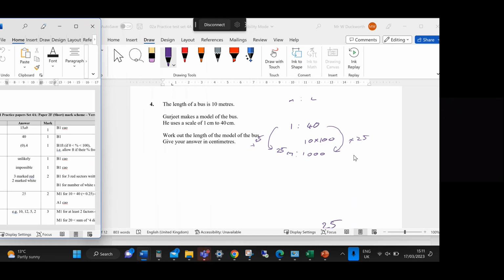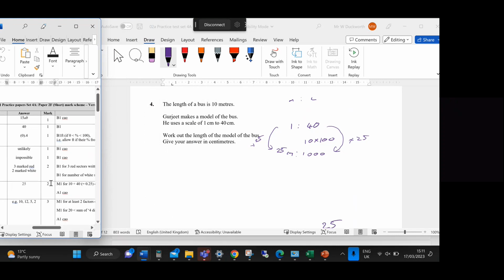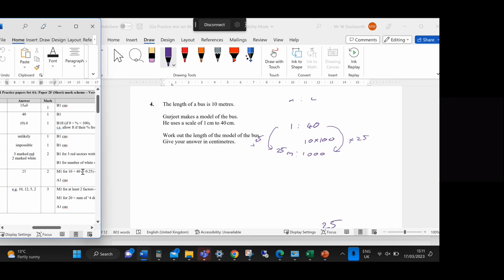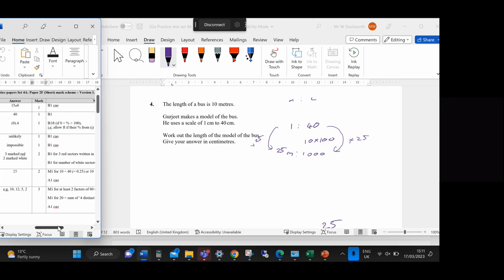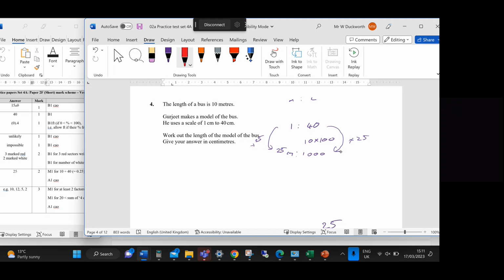Okay, so they've gone 25 and they've said 10 divided by 4 is equal to 2.5, or 10 times by 100 divided by 4. So that's the version that I did. So that would have been an M1 over here and then an A1 for 25.